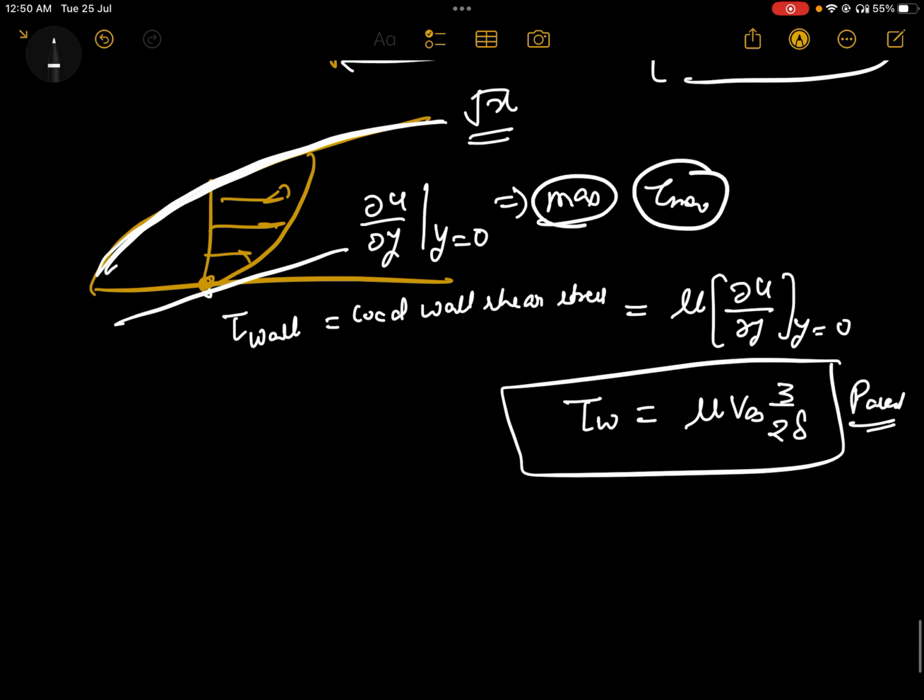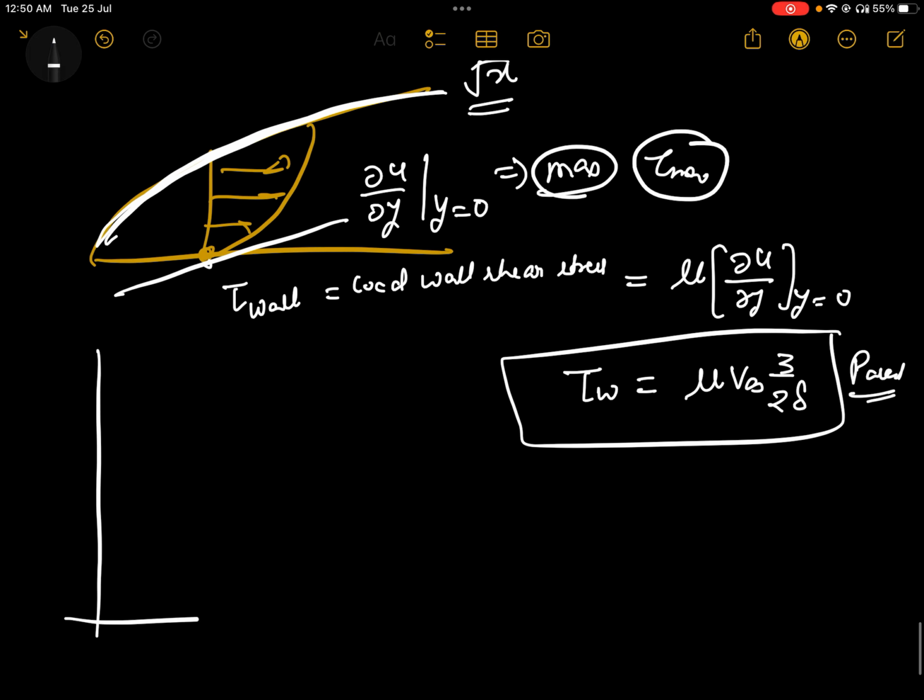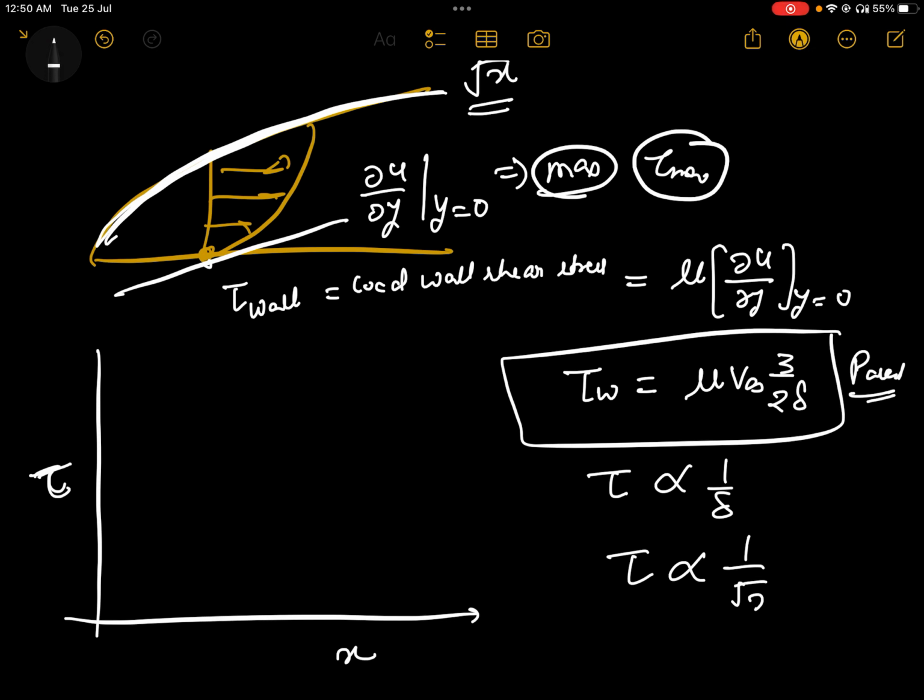And if we talk about the shear stress tau, like we want to draw x versus tau and how the shear stress is changing with respect to x. From this equation we are seeing that tau is inversely proportional to delta, and delta is directly proportional to root x. So tau is inversely proportional to root x. So it is actually following this curve. So shear stress is continuously decreasing as we increase x, as we are moving forward throughout the plate, the shear stress is going to decrease. That's how the shear stress is changing.